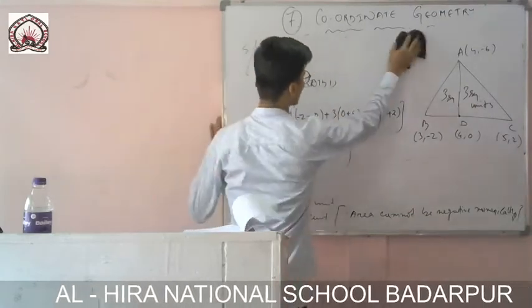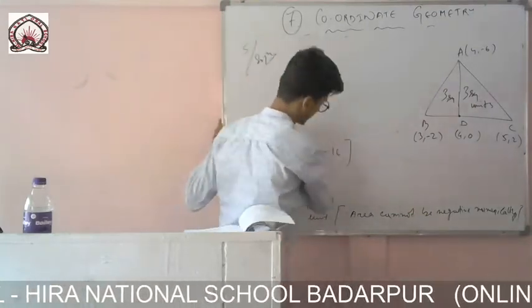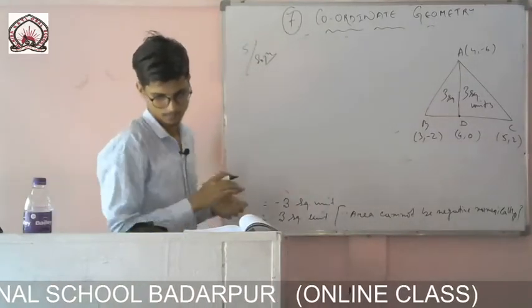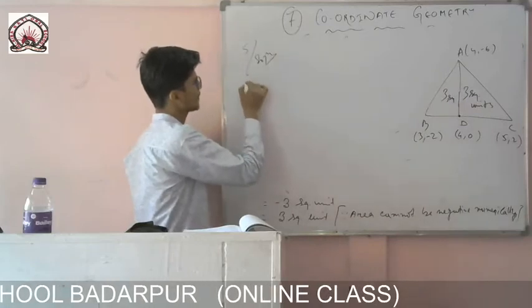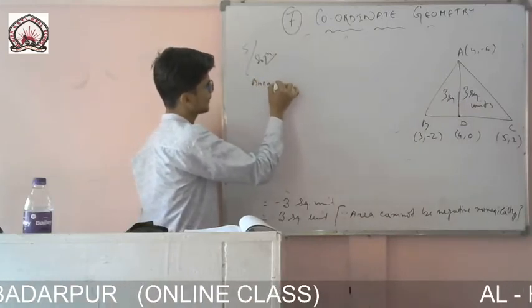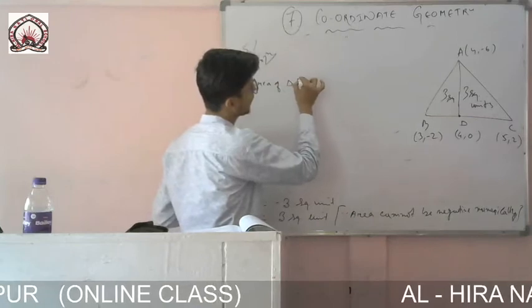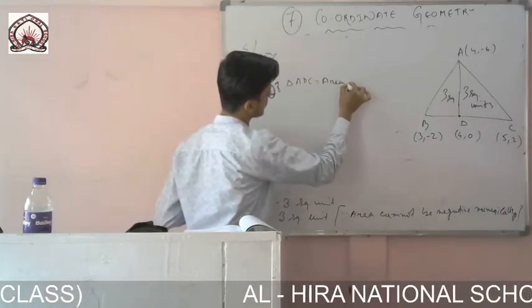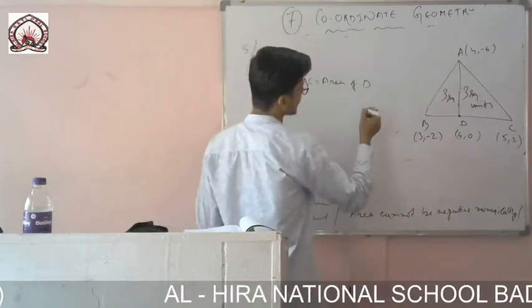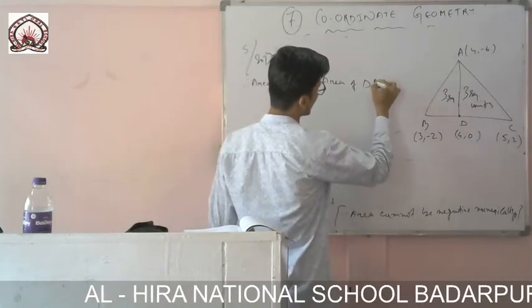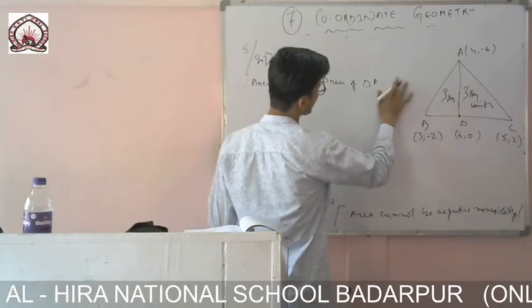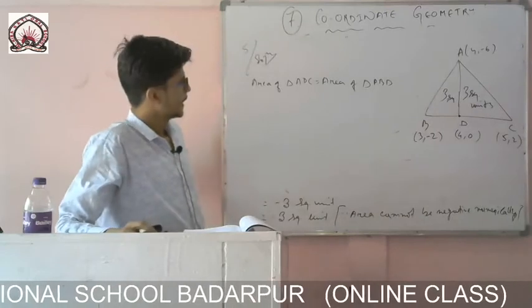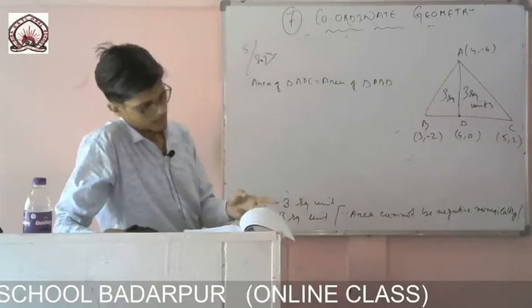So after that you write only 2 more lines. Therefore, area of triangle ADC is equal to area of triangle ABD.